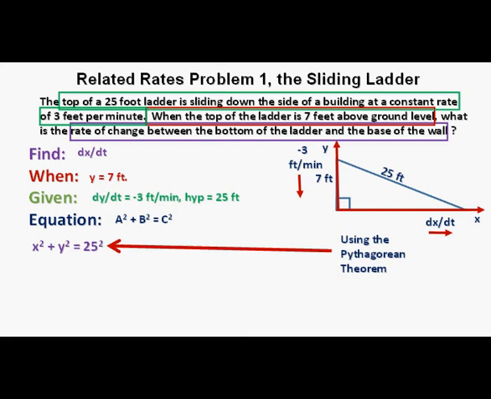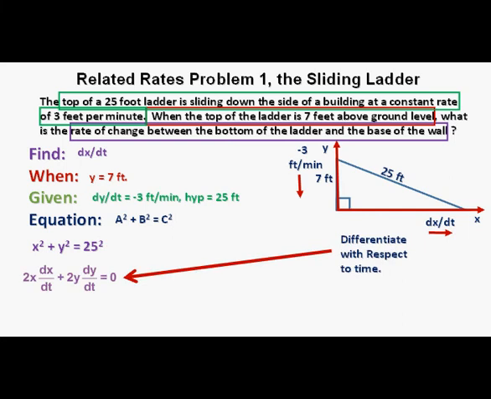Now we'll apply the equation. We use the Pythagorean theorem and get y squared plus x squared equals 25 squared. Next, we need to differentiate all terms of the equation with respect to time. We get 2x dx/dt plus 2y dy/dt equals 0. We're going to solve for dx/dt, which is what we're trying to find. We can just move the 2y dy/dt term to the right side of the equal sign. We get 2x dx/dt equals negative 2y dy/dt. Moving across the equal sign, we just change the sign of the term.